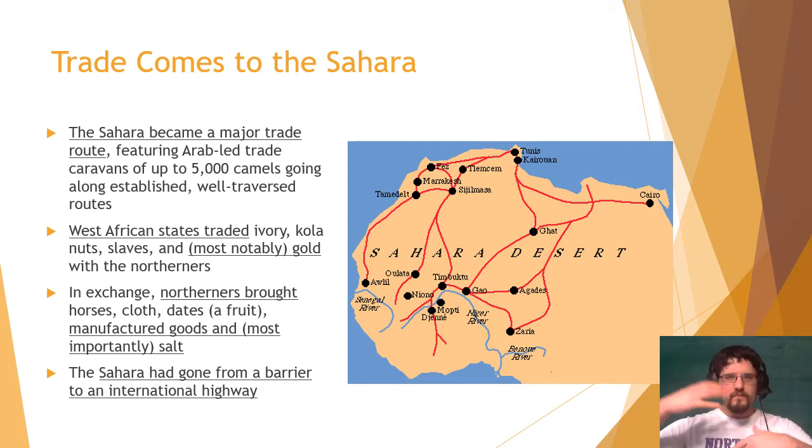But key thing here, once again, West Africa's most important trade good is gold. Northerners are bringing down salt. Those are the two big things.